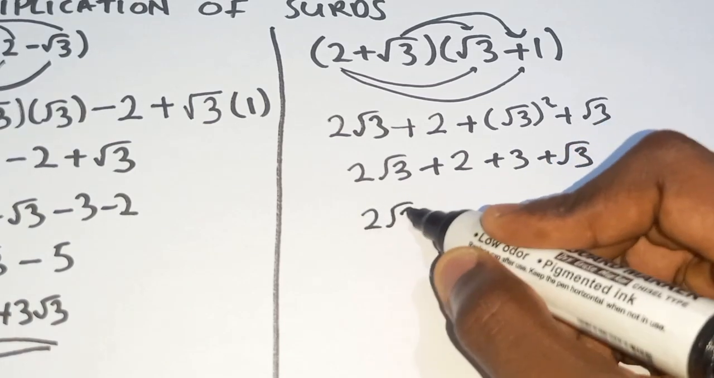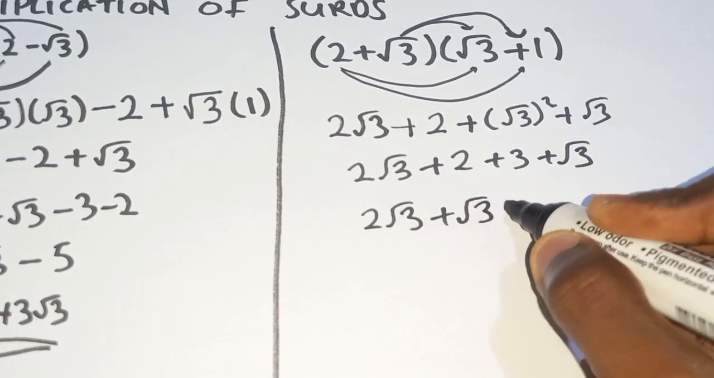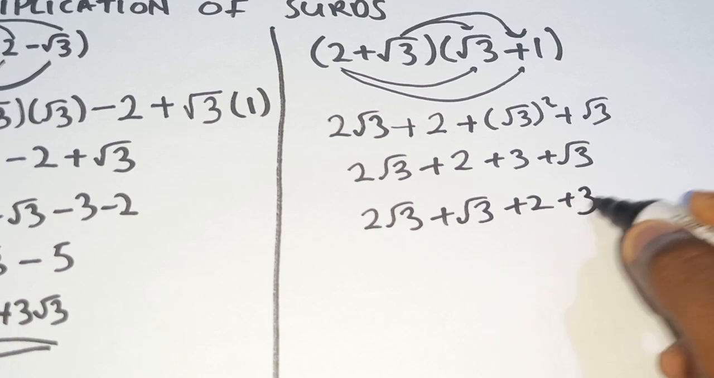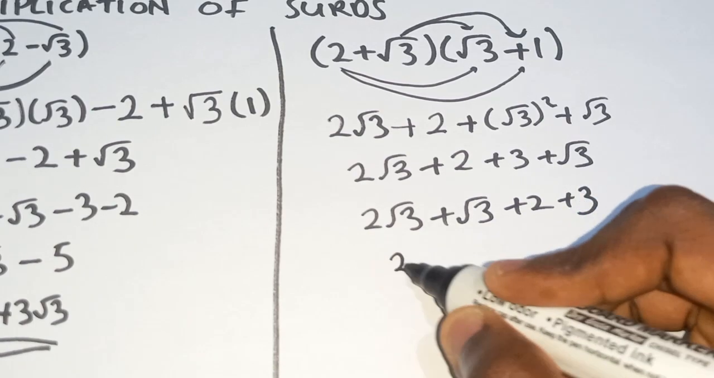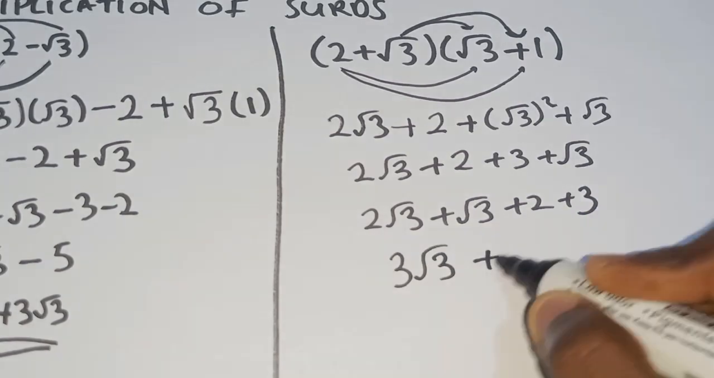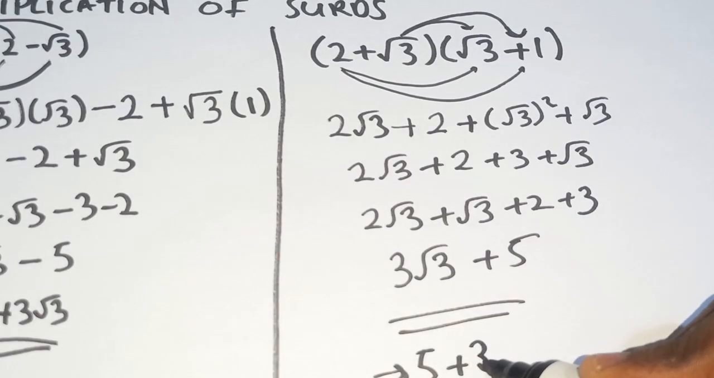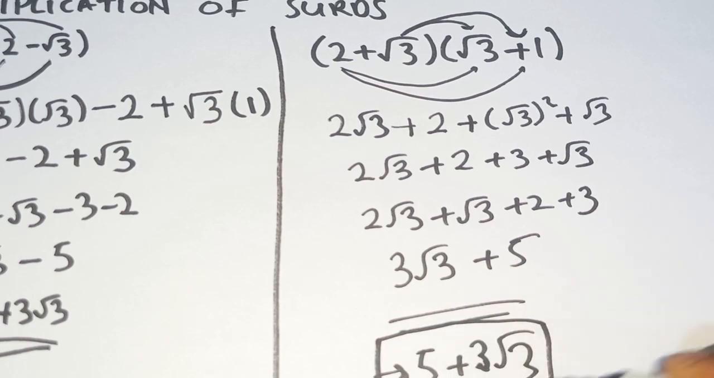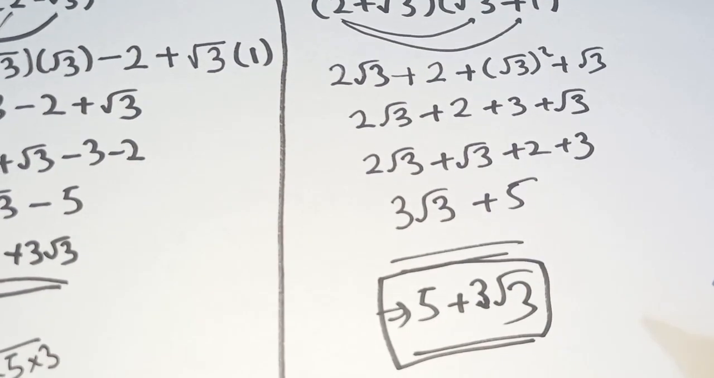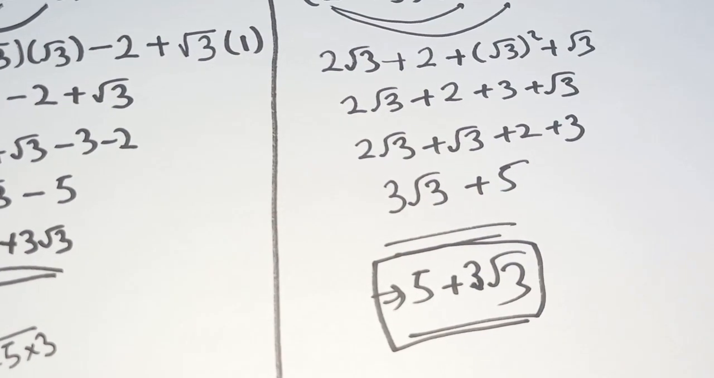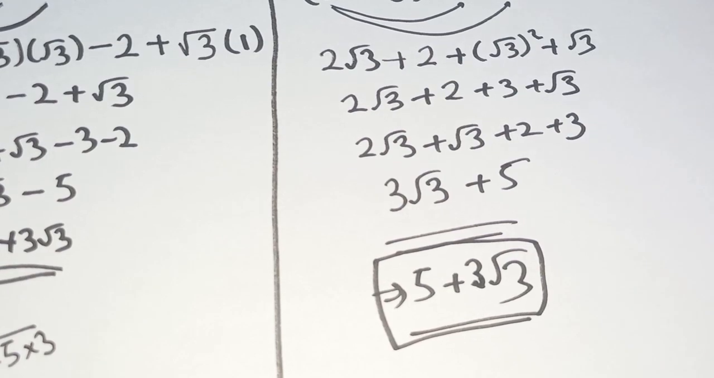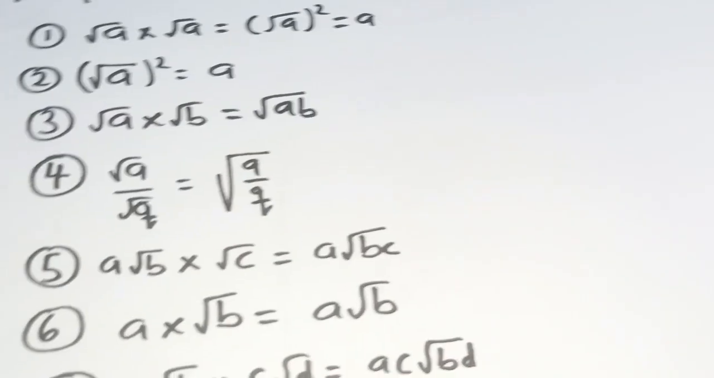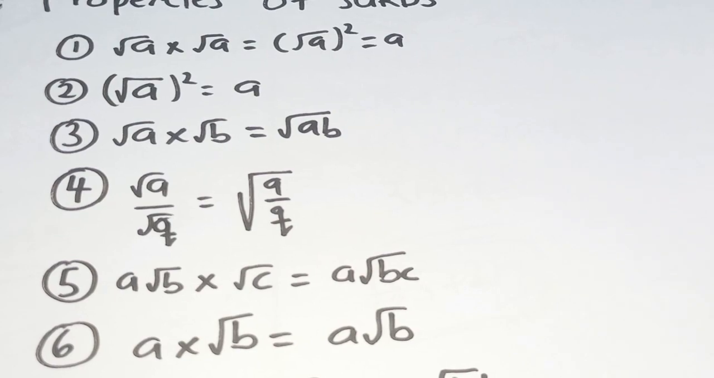Therefore, group like terms. We like grouping in maths. Everything must be sorted out. 3 root 3 plus. I hope you had this answer. So then with the multiplication of surds, we just need these properties in mind. Are you guys getting it?